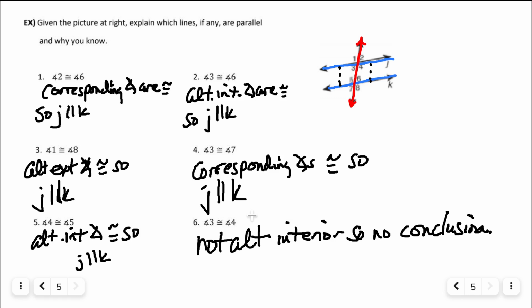All right, and that's it. Basically, what we're doing is we're taking what we did in the first 2 sections and trying to reverse it.